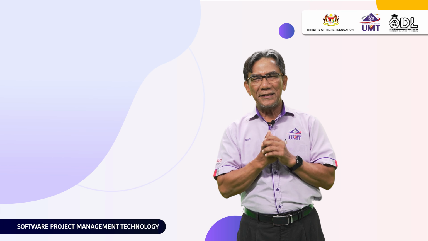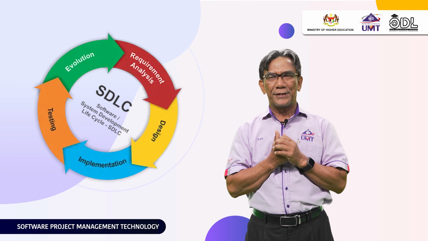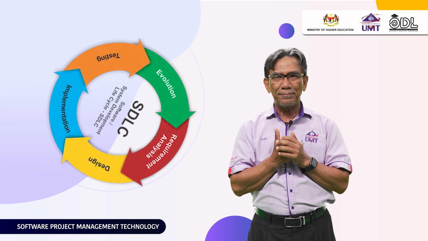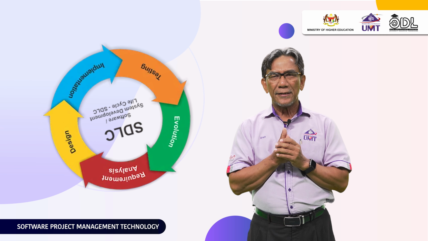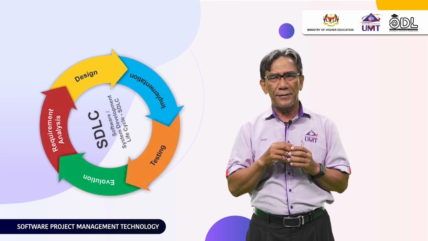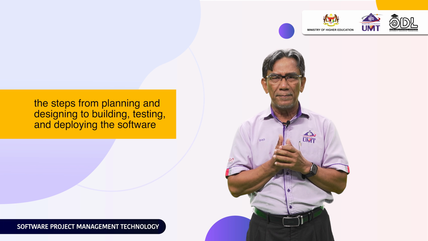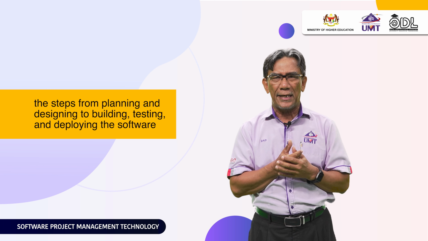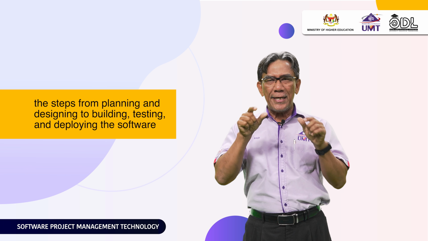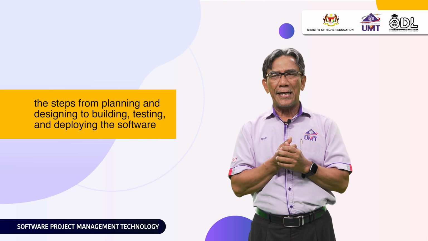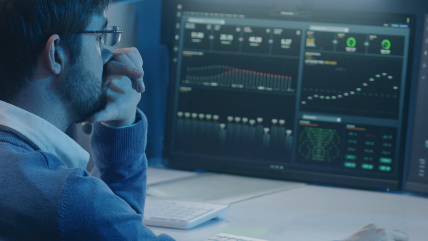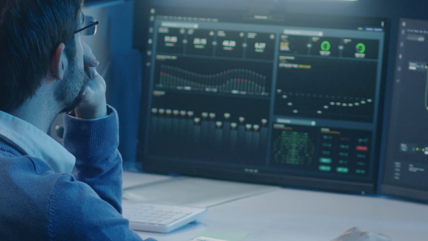Software project management is the art of guiding a software project from conception to completion. It is like a captain steering a ship. The software development lifecycle, or SDLC, is the roadmap for this journey. It outlines the steps from planning and designing, building, testing, and deploying the software. Whereas project management ensures the ship stays on course, SDLC provides detailed directions. Together, they work in harmony to deliver a successful software product.